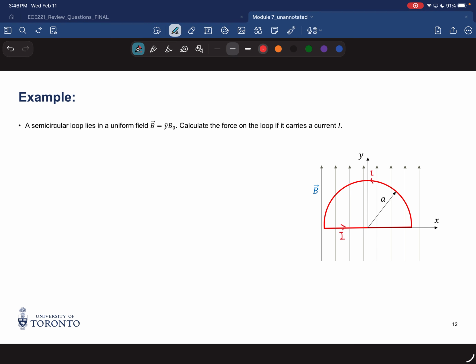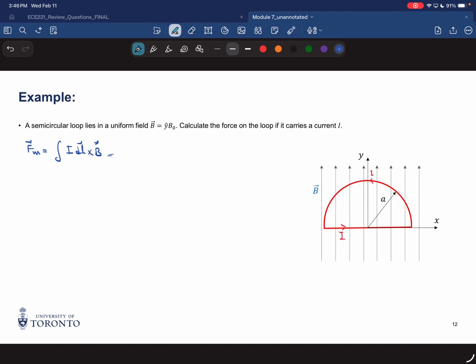Now, let's find this. It says a semicircular loop lies in a uniform field B, which is in the y-hat direction. Calculate the force on the loop if it carries a current I. So now we are going to calculate Fm, which is I dl cross B.